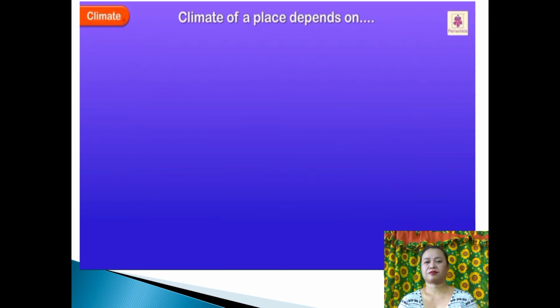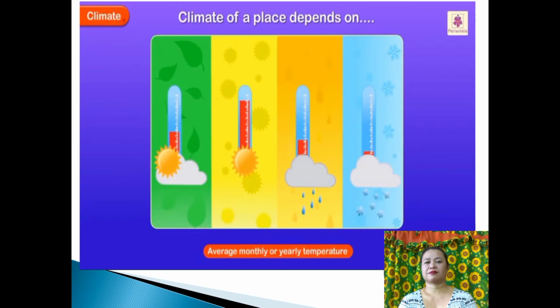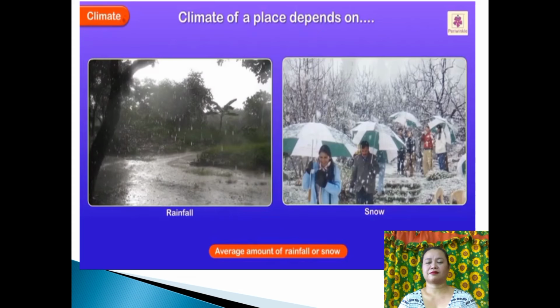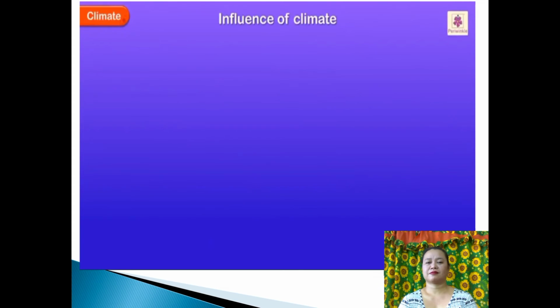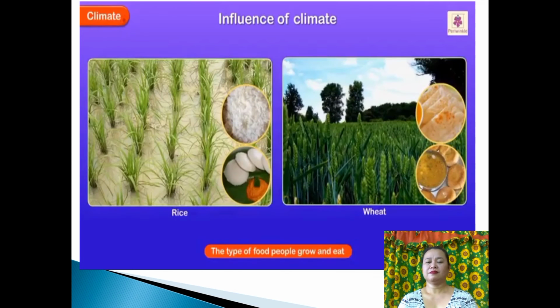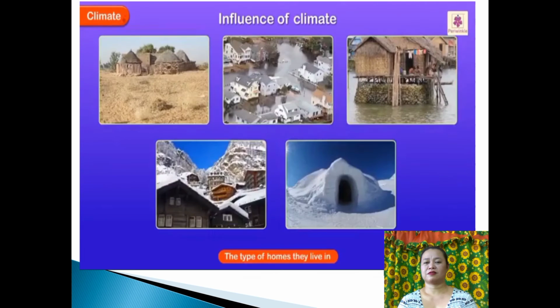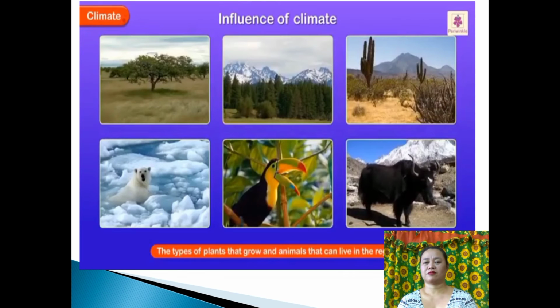Climate of a place depends on its average monthly or yearly temperature, average amount of rainfall or snow. Climate influences the type of food people grow and eat, the type of clothes they wear, the type of homes they live in, the types of plants that grow and animals that can live in the region.